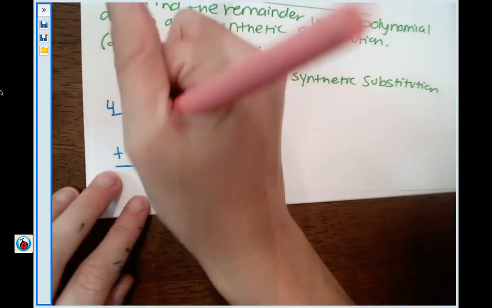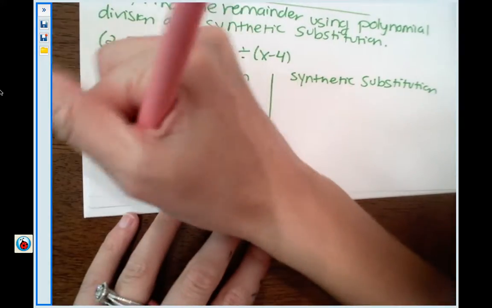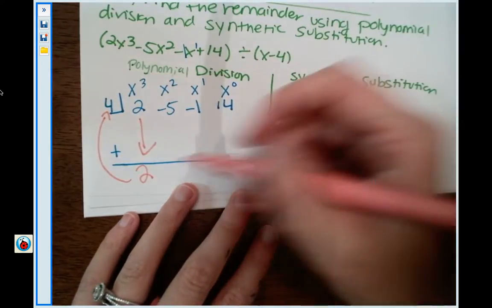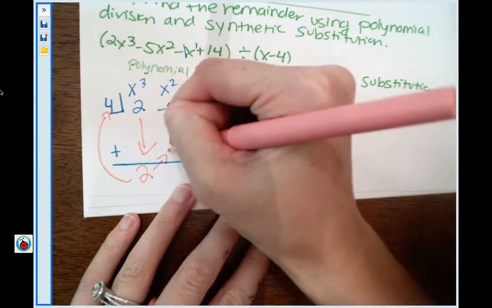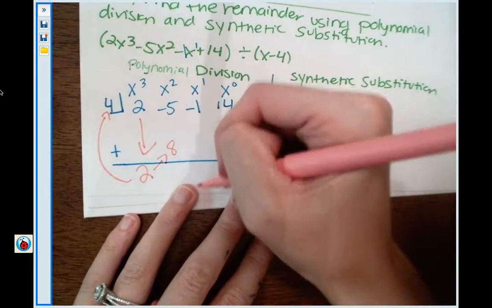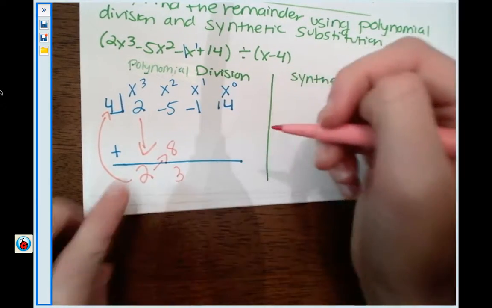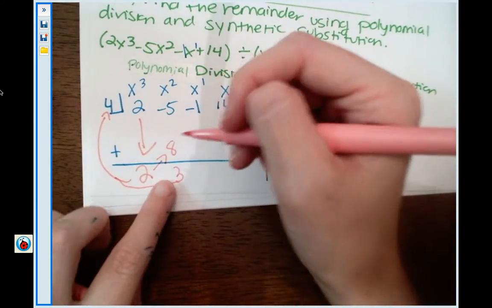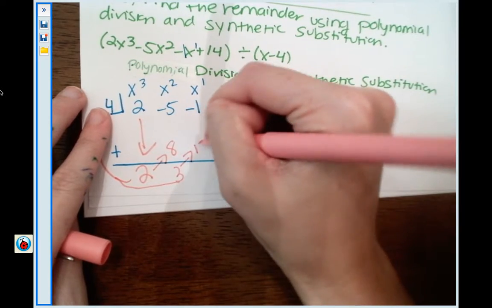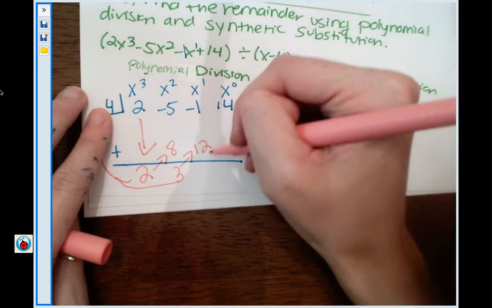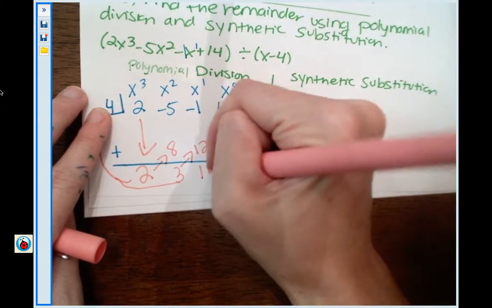Okay, let's get going. Start this madness. So, bring the 2 down. I'm going to multiply the 2 by the 4. 2 times 4 gives me 8. I'm going to write that up here. Add down. Negative 5 plus 8 is a 3. I'm going to multiply this up here. So 3 times 4 is 12. Slide that over. Add down. Negative 1 plus 12 is 11.